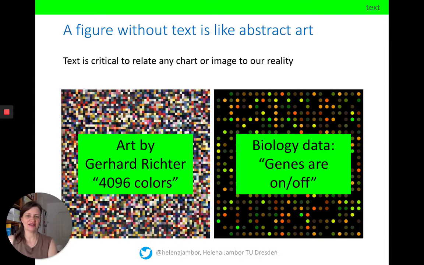However, one is a piece of art by Gerhard Richter called 4096 Colors, and the other is biological data that says genes are either switched on or off. It's called a microarray. Without text, you have no idea what's what and you cannot tell.